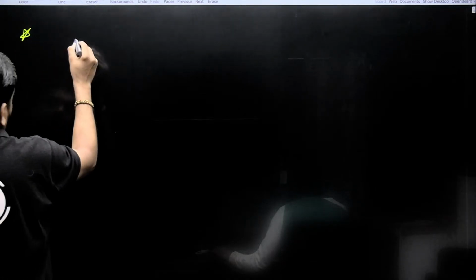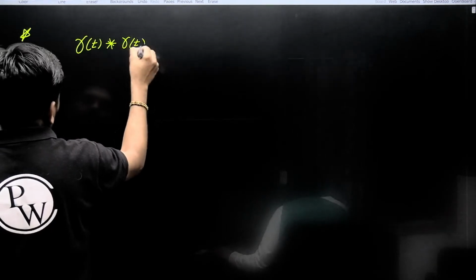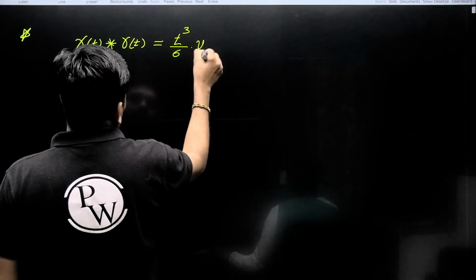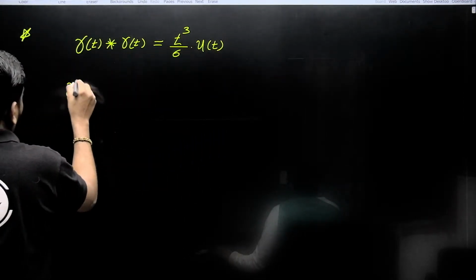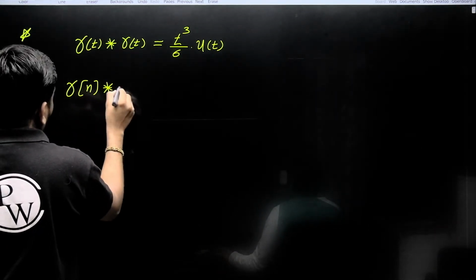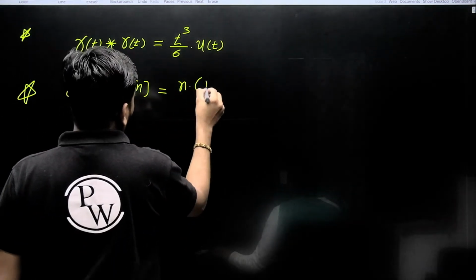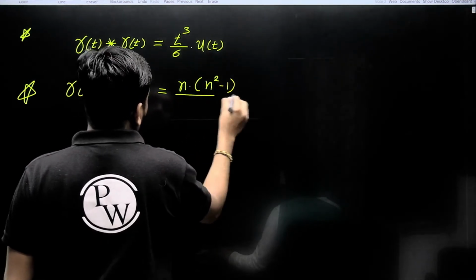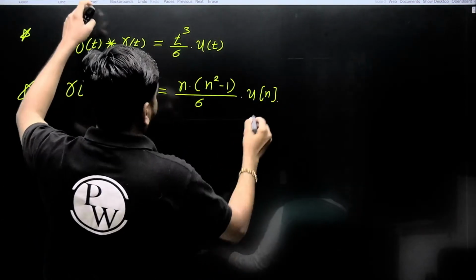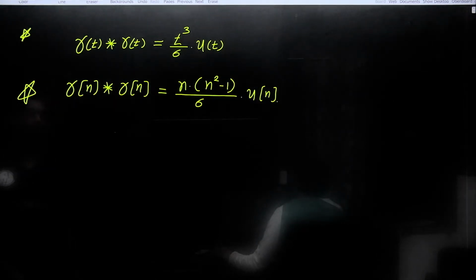We know that r of t convolved with r of t is t cube by 6 into u of t. Here, r of n convolved with r of n is n square minus 1 divided by 6 into u of n, with n into n square minus 1 over 6. Correct?